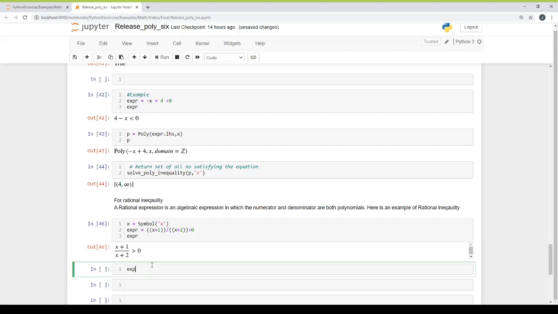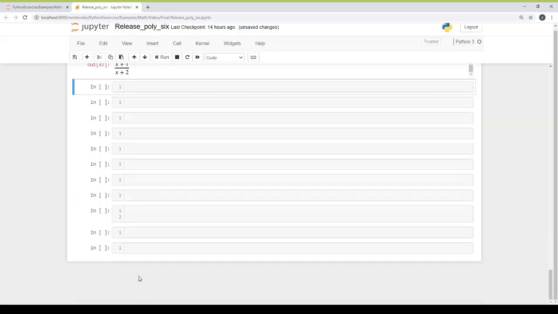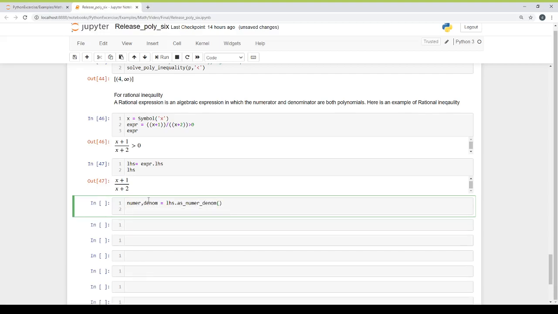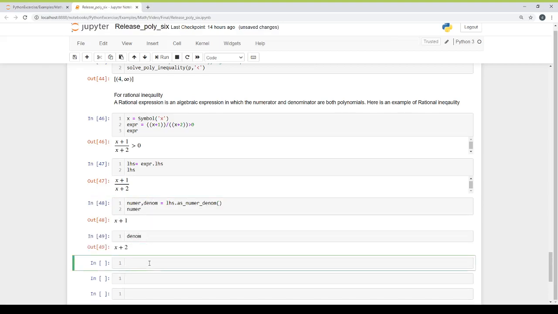Take the left hand side of the equation. LHS is equal to expression dot lhs, that is x plus 1 over x plus 2. Now take the numerator and denominator of the expression. To do that, we create two variables, numerator comma denominator is equal to LHS dot as_numer_denom, print them, shift enter. x plus 1 and x plus 2.